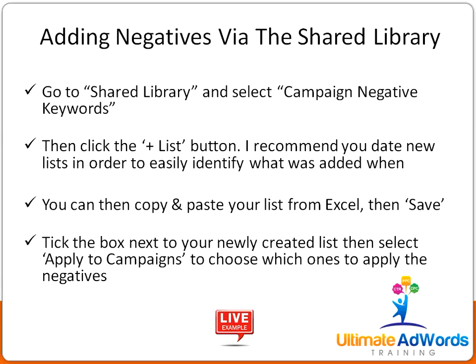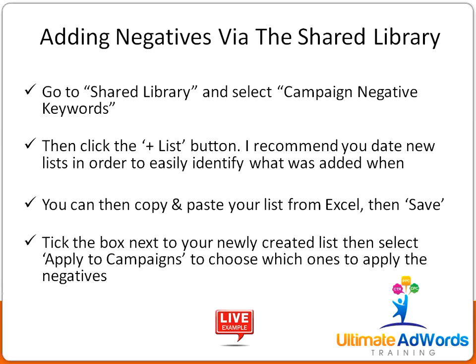The reason being is if a negative is added and it has a detrimental effect to the account and you're noticing a drop off in performance, you can quite easily go back and undo that change. When adding your list, simply copy and paste from Excel, then press save. Then you want to tick the box next to your newly created list and select apply to campaigns.